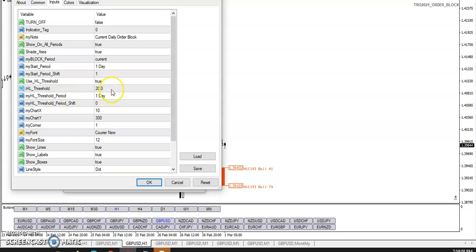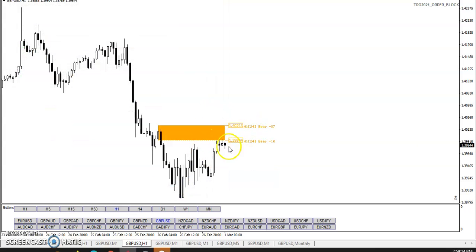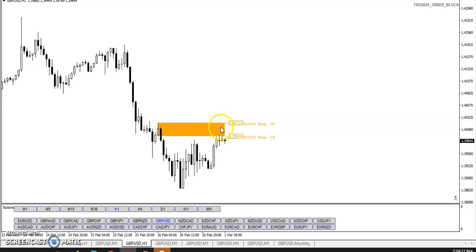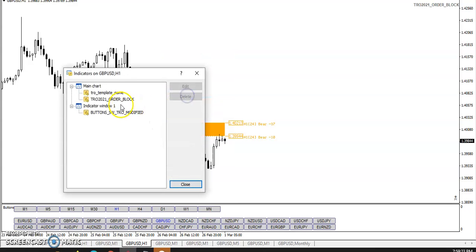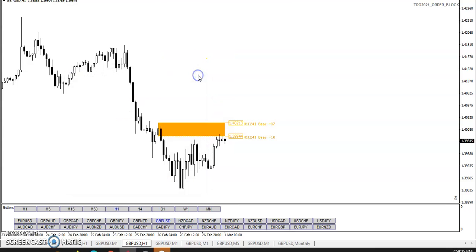And the threshold period, you can also set that to the same. So if I set that to 1, then you see we've got a bear block that showed. Okay. So that takes care of the order block.